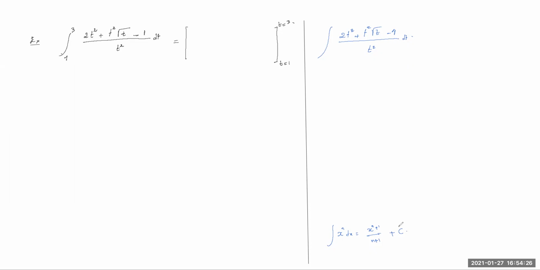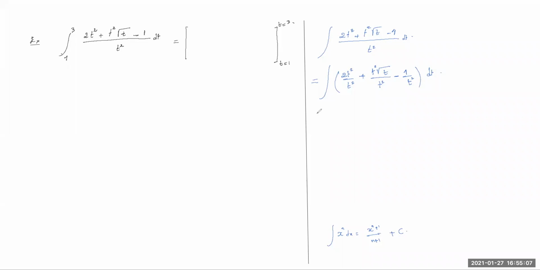Can we simplify the term inside the antiderivative? Yes. How can you write your fraction? I wrote the antiderivative of 2t^2 over t^2, plus the antiderivative of t^2 square root of t over t^2, minus 1 over t^2, dt. Okay, great.